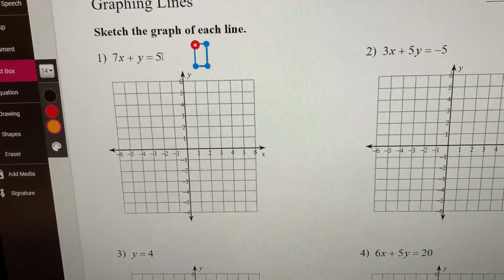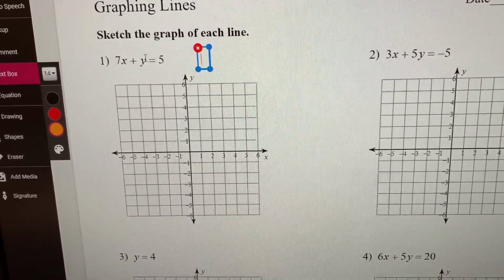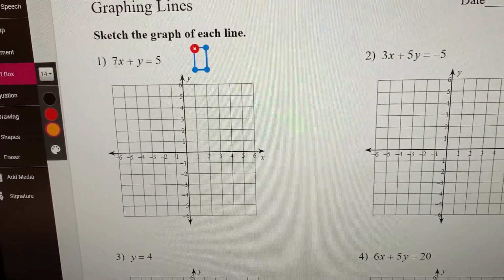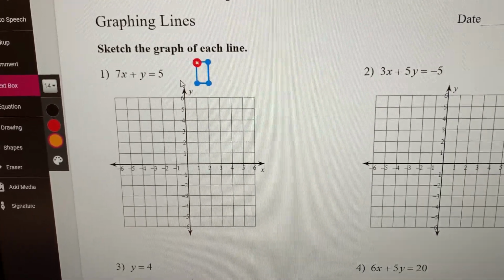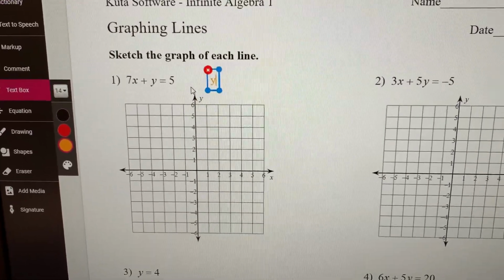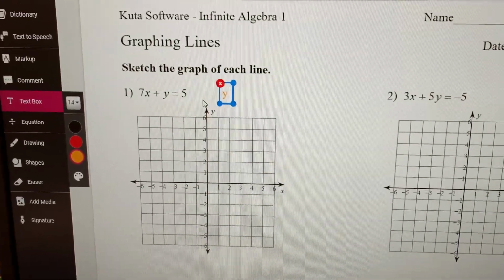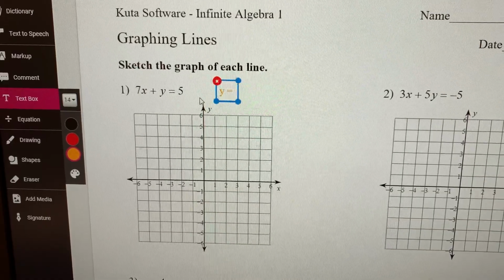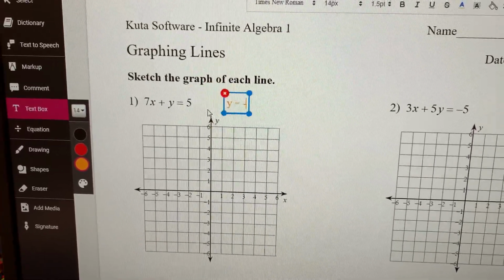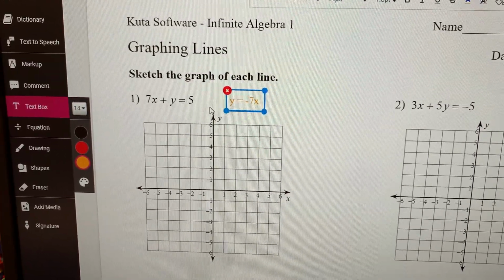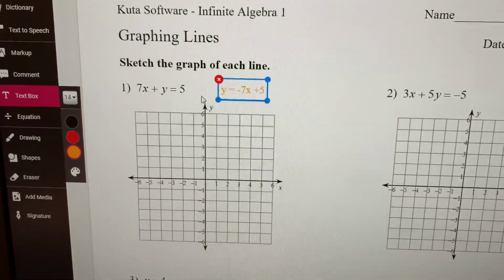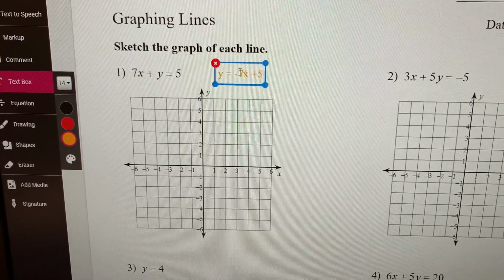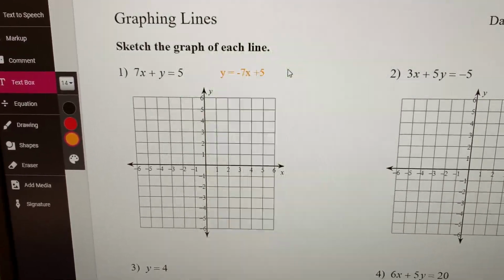When you are graphing a line, you always want to start by getting y alone. So in this example, I'm going to move the 7x to the other side. So this turns into y equals, the 7x has to go to the other side, which means I'm going to subtract it. So I have minus 7x, and then I still have my plus 5 on that side. Now what that does is now it's in slope-intercept form.